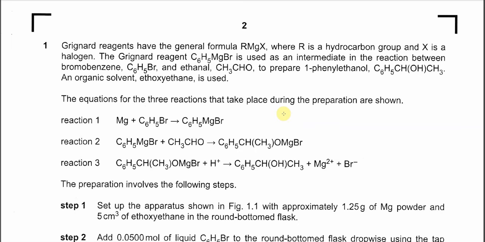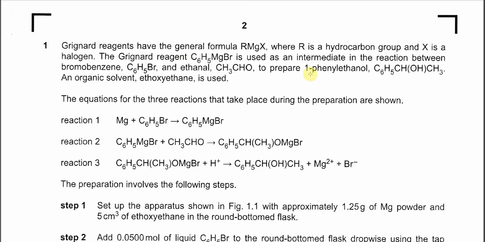Question 1. This question is about organic chemistry, which uses a Grignard reagent for the reaction. The general formula for this Grignard reagent is RMgX, where R is a hydrocarbon and X is a halogen. In this question, the R group is benzene, and the X is bromine. This reagent is used to prepare alcohols.